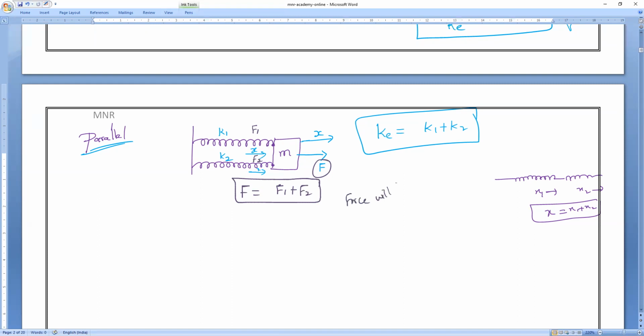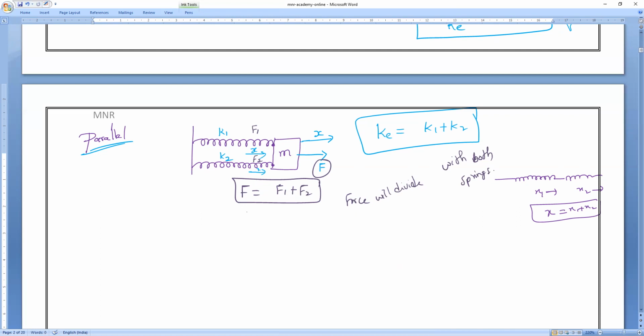Force will divide. Because one spring cannot stretch less, both the springs will stretch the same, so that the body will travel x meters. So force will divide between both the springs. That is, F is equal to F1 plus F2.